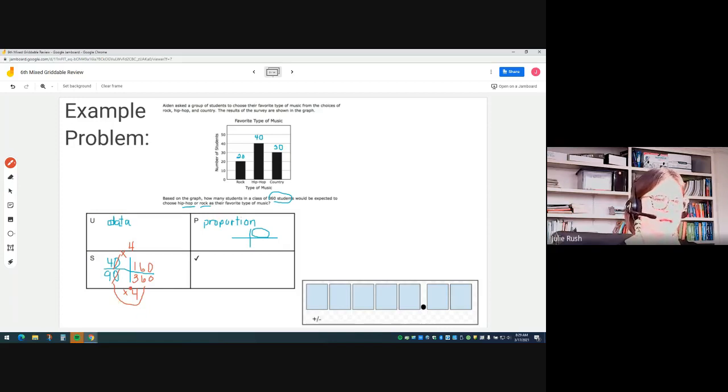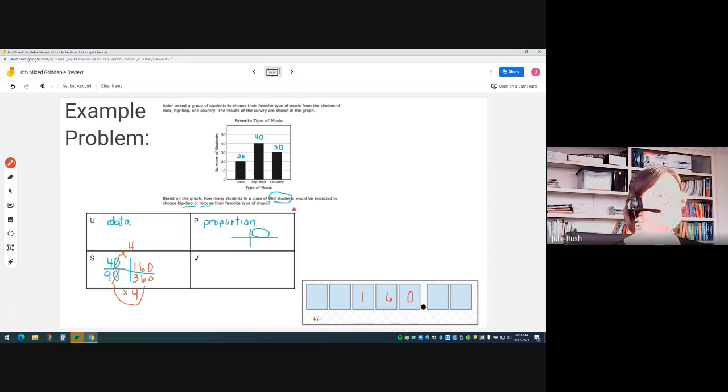Okay, we're going to just key in our answer in our griddable. So again, it's 160. It's positive, so I don't need to fill in the positive. I'm going to start at my decimal. I'm going to fill in a 0 for my ones place, a 6 in the tens place, and a 1 in the hundreds place, because my final answer was 160 students.